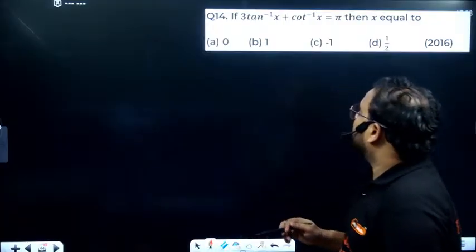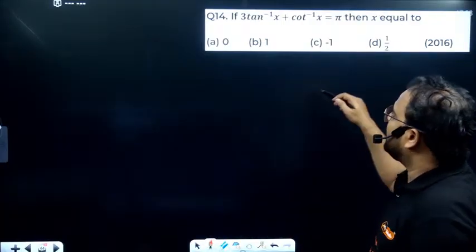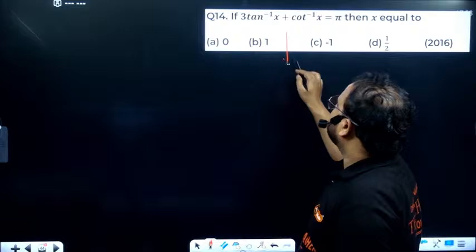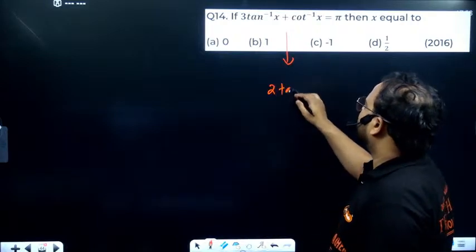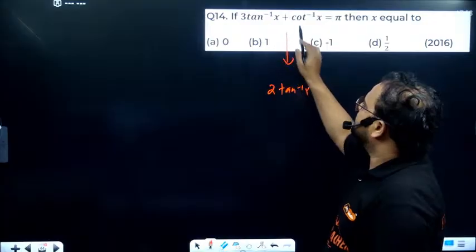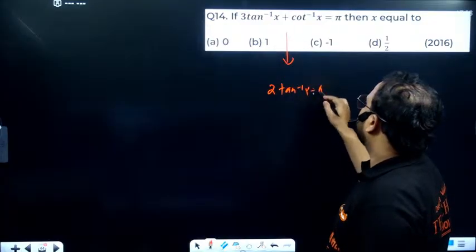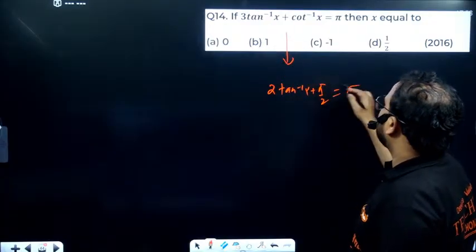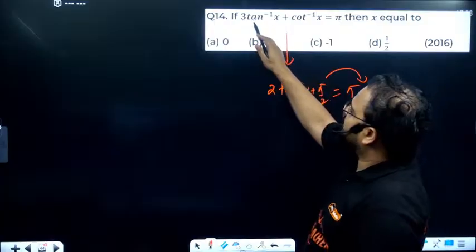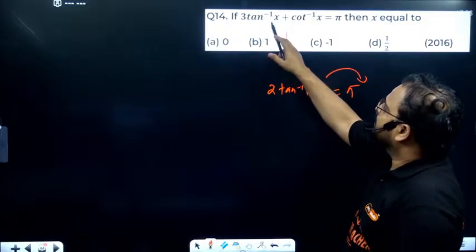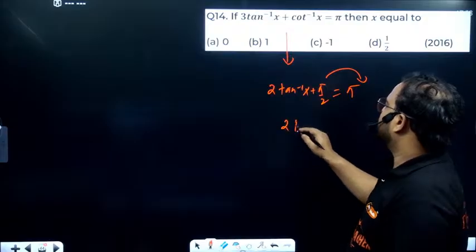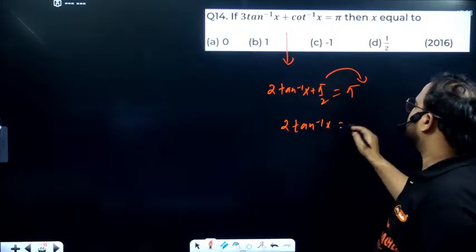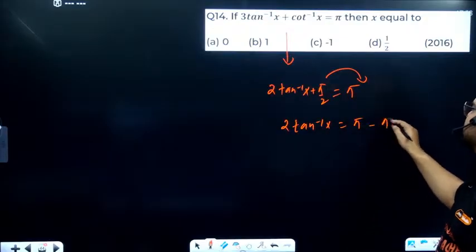3 tan inverse of x and cot inverse of x is pi. Then what is the x value? Very simple problem, nothing complicated over here. We're going to write this as 2 tan inverse of x plus pi by 2 equals to pi, right? Because we have 3 tan inverse of x, I'll take 1 with cot inverse, that becomes pi by 2. Take it over here, it becomes 2 tan inverse of x equals to pi minus pi by 2.